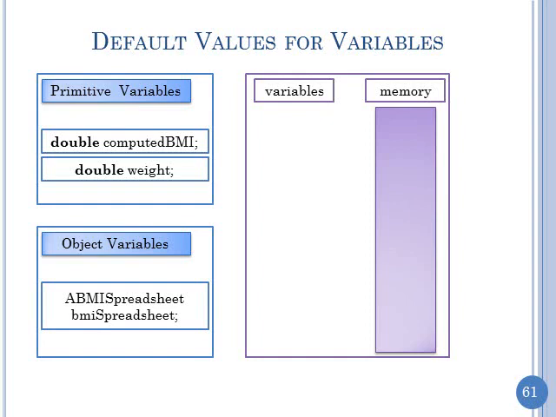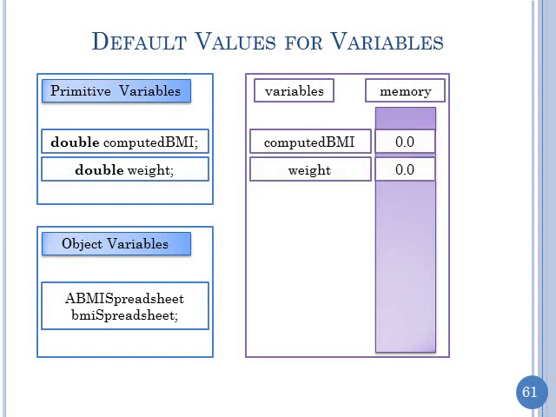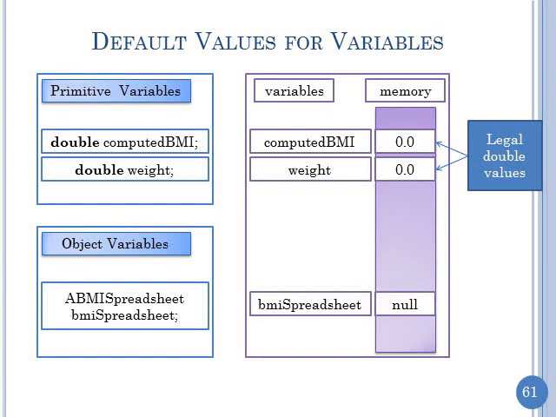So what's going to be the default? If you don't assign to computed BMI a value, it's going to have what value? 0. If you don't assign to a BMI spreadsheet any value, what's going to be stored in the slot? It's going to be the 0 value, all 0, which will be interpreted as null. So this is going to be 0.0, a legal double value. And the nice thing here is that what you've got in the variable is allowed by the type of the variable.